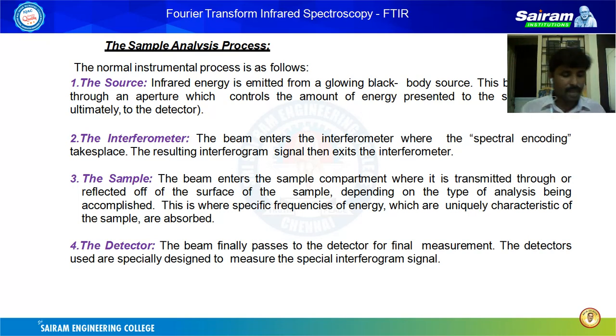The sample compartment is where the beam is transmitted through or reflected off the surface of the sample, depending on the type of analysis being accomplished. That is where specific frequencies of energy, which are uniquely characteristic of the sample, are absorbed. Next is the detector. The beam finally passes through the detector for final measurement. The detectors used are specially designed to measure the special interferogram signal.